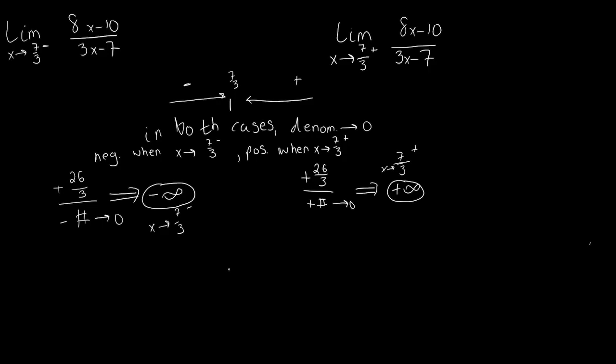Now, we know from our conversations with limits that in order for a limit to exist at a given value, in this case 7/3, the limit from the left has to agree with the limit from the right. And in this case, we do not have that. So we know that our limit as x approaches 7/3 of (8x minus 10) over (3x minus 7) does not exist.